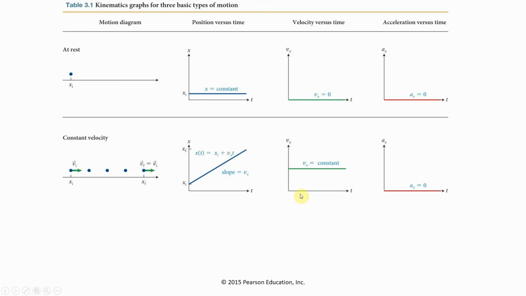If I think about what my velocity is doing, well, it's a constant. So it's, say, 1 meter per second, and it's never changing. So this is just a flat horizontal line. And my acceleration is 0 everywhere because my velocity never changes.